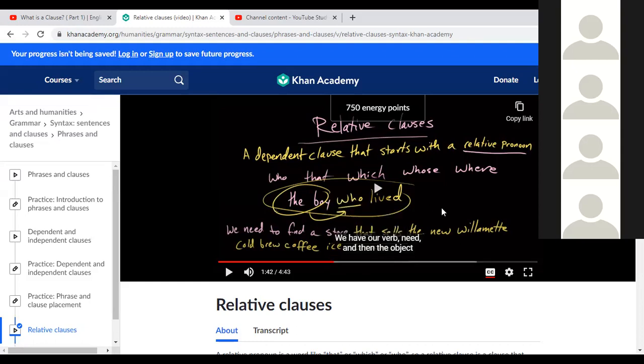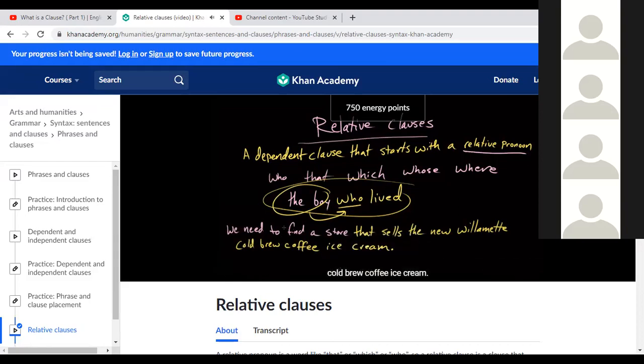Let's go ahead. The object of need is to find a store that sells the new Willamette Cold Brew Coffee Ice Cream. But we're focusing on this yellow part. So that is substituting in for a store. That's what that relative pronoun is representing. And then we have that sells the new. So we've got store that sells, right? So that is our subject here. Sells is the verb. The new Willamette Cold Brew Coffee Ice Cream is the object of sells. And everything in yellow here, all this yellow text, is our relative clause.